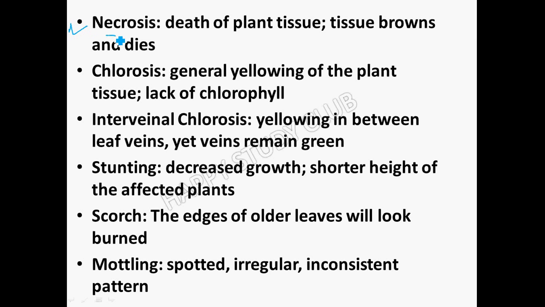Some important terms related to visual symptoms of plants that are caused by nutrient deficiency. First one is necrosis. We have discussed dead spots; these dead spots are known as necrosis, which means death of plant tissue. Dead spots occur when some insect or bacteria attacks the leaf, resulting in death of plant tissue.